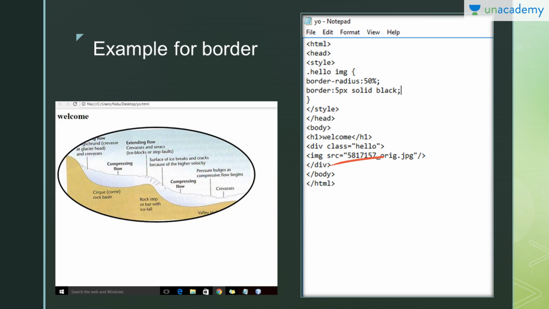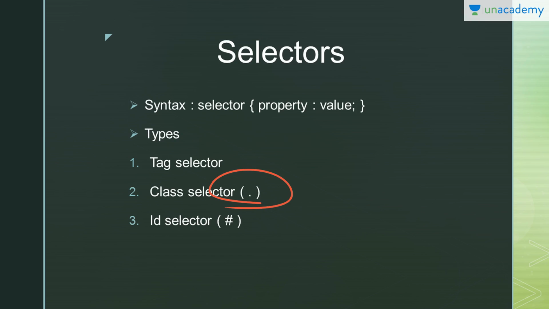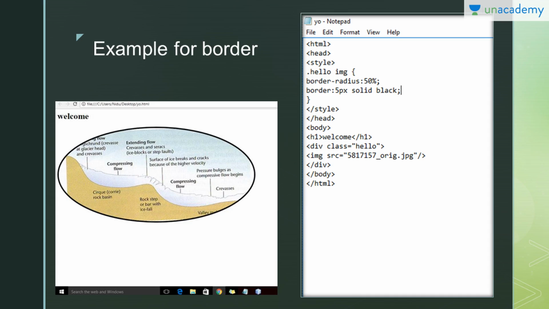I am using a class, right? So we will be using the class selector, and for the class selector, if you remember, we have to use dot, right? So you can see here that I have written .hello because hello is a class, right? Dot hello and then img, because you have to mention the tag as well, that under this class, in which tag you want to apply this styling. Okay, so for the image, we have set the border radius to be 50%.